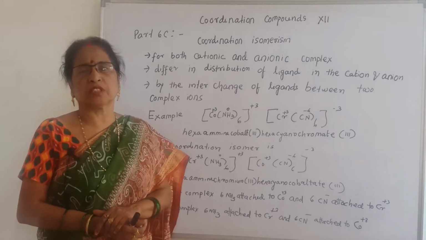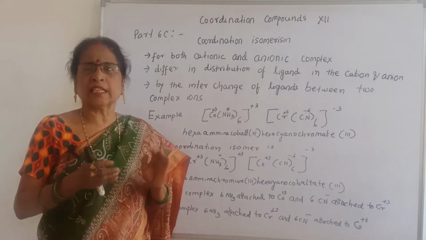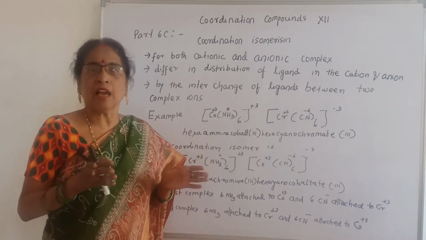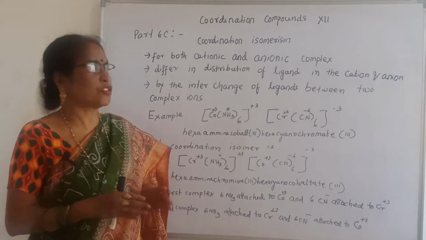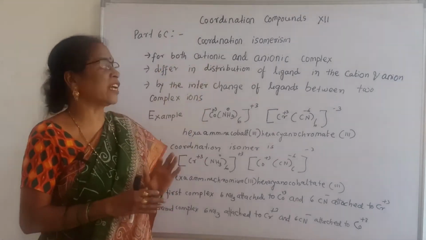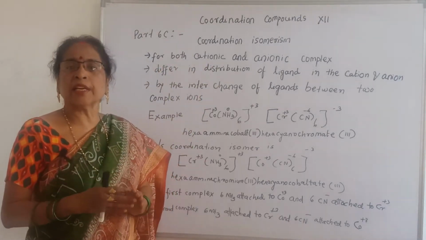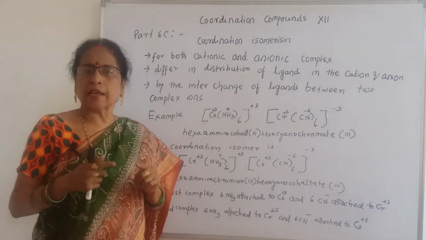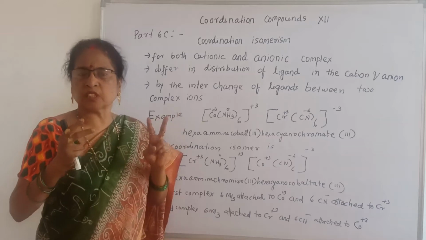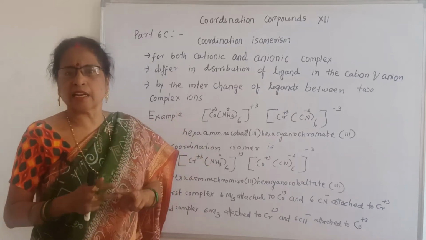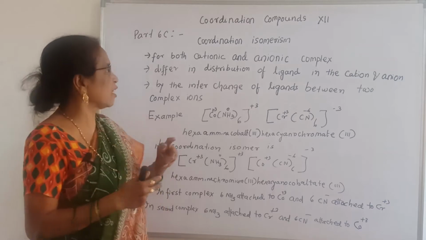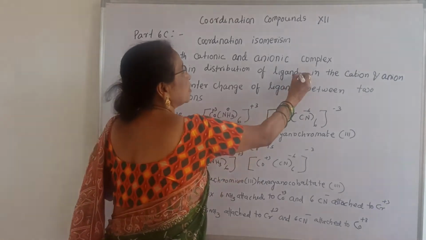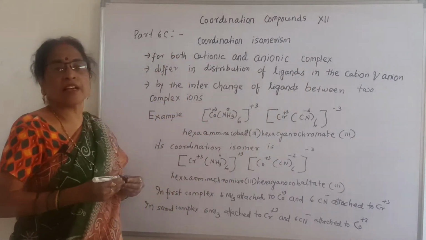What is meant by coordination isomerism? This indicates that it belongs to coordination compounds. Two compounds should be there where the ligands can exchange, for both cationic and anionic complex. That means one should be a cationic complex, the other an anionic complex. They differ in distribution of ligands; the distribution of ligands is different in the cation and anion.